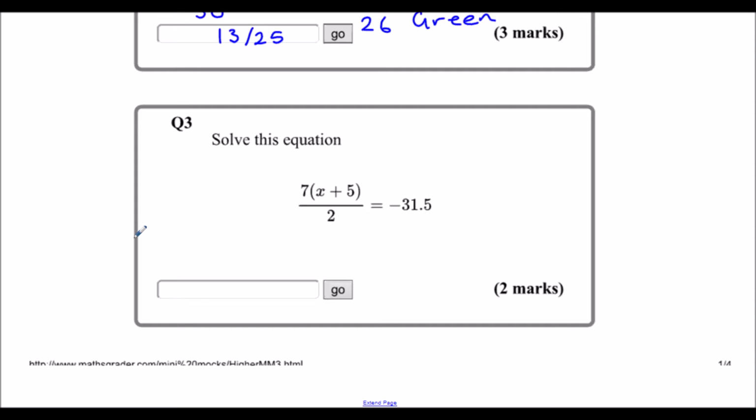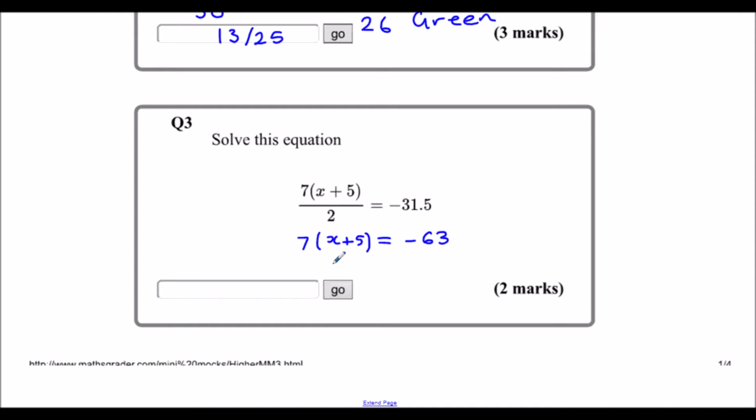Question 3. Solve this equation. So we've got 7 times x plus 5, all over 2, equals negative 31.5. So the first thing I want to do is get rid of the fraction. To get rid of a divide by 2, I'm going to multiply by 2. So that gives me 7 times x plus 5 equals minus 31.5 times 2, which is negative 63.